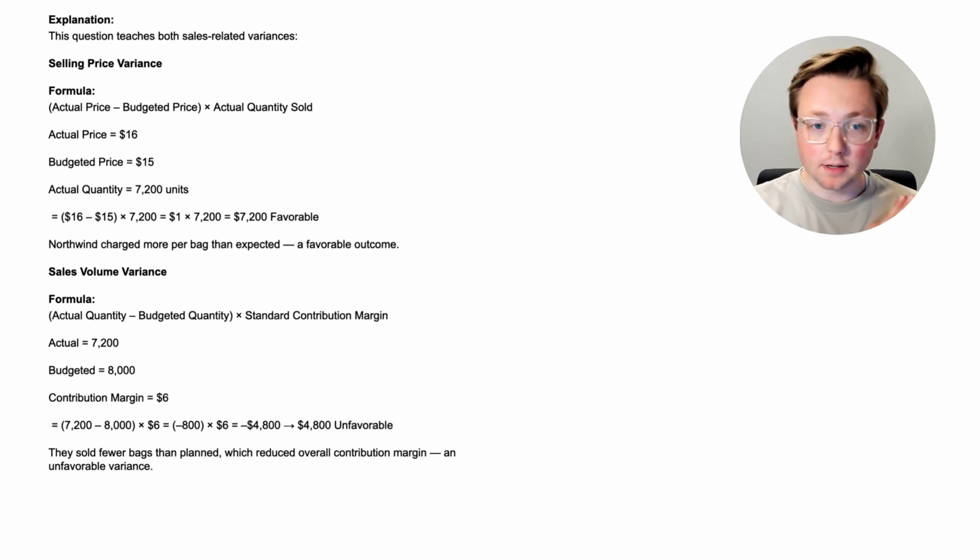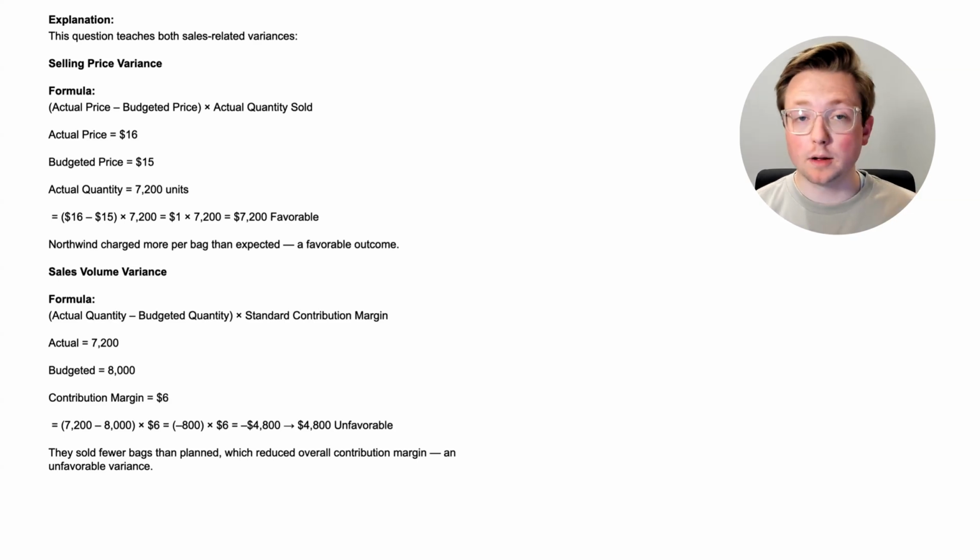So first, let's talk about selling price variance. You take the actual price less the budgeted price and you multiply by the actual quantity sold. The actual price was $16 and it tells us per bag. The budgeted price was $15 per bag, and then the actual quantity was 7,200 units or 7,200 bags. So you take the actual, which was 16, less the $15 standard or budgeted price, and you multiply it by the actual amount of bags that were sold, and that gives you $7,200. And that is a favorable variance because they charged more per bag than expected.